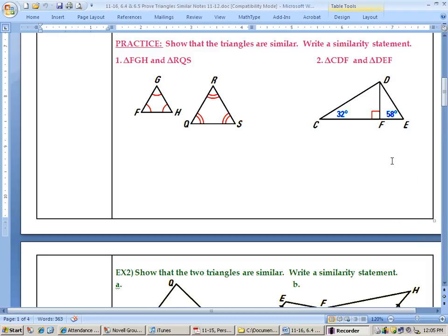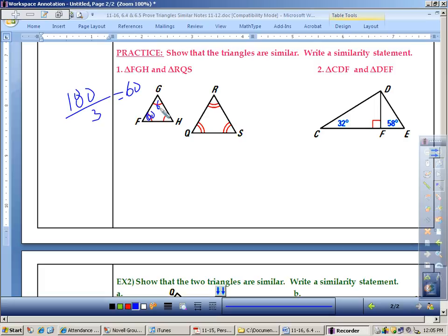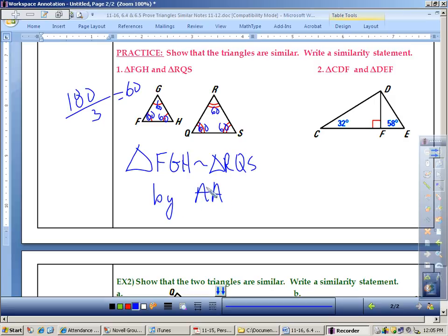Looking at the practice down below, I have two triangles, FGH and QRS, with all congruent angles. I know that that makes them equiangular as well as equilateral. And if they're all equiangular, and the sum of the interior angles is 180, and the three are equal, then they all must be 60. And so I know again that I have two angles in this that are congruent to at least two in this, so the two triangles are similar. So I can say triangle FGH is similar to triangle RQS by the angle-angle similarity postulate.